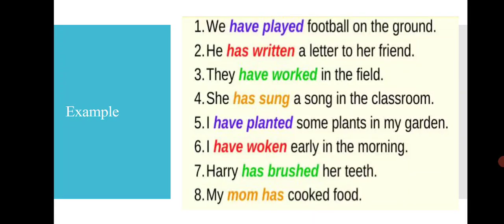I have woken early in the morning. Harry has brushed his teeth. My mom has cooked food. Cook is the verb. The past participle form is cooked.